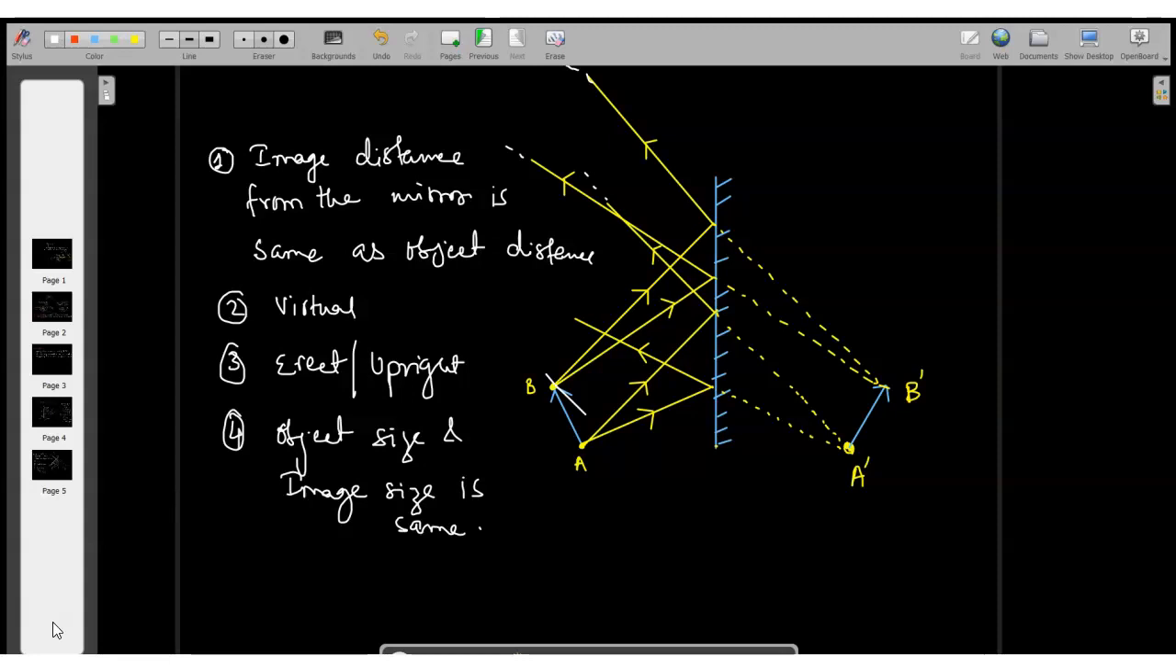Another property of image formation from a plane mirror that I want to discuss with you is these images are laterally inverted. Laterally inverted. Now, what do you mean by laterally inverted, or what do you mean by lateral inversion?